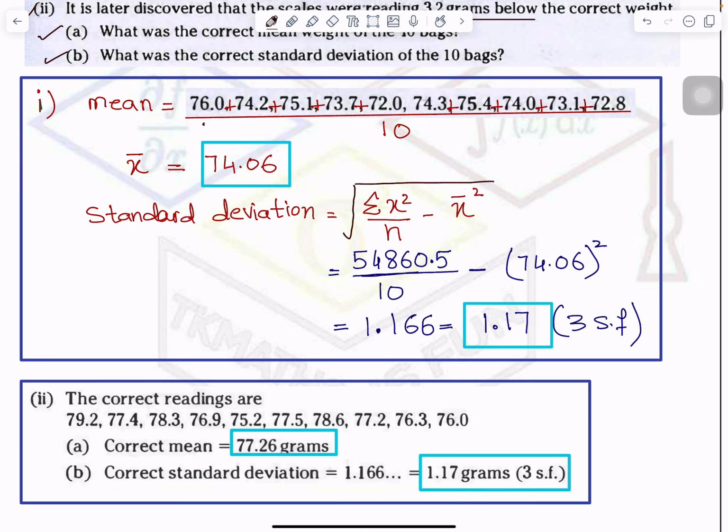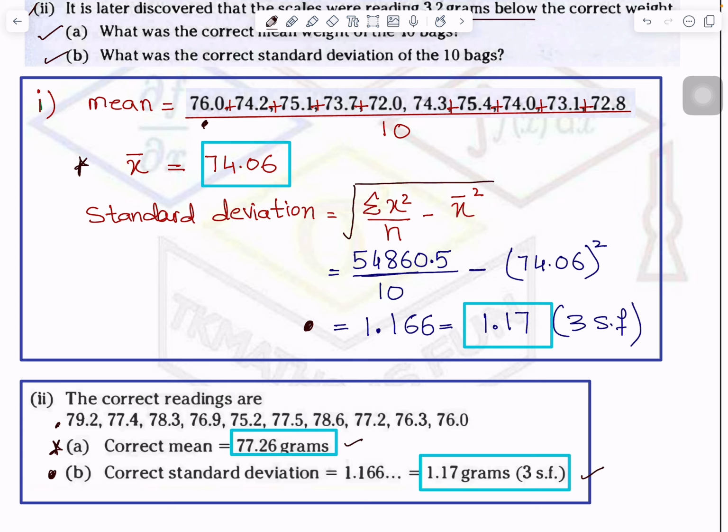Earlier it was, for example, 76. Now it is 79.2. So all the data is increased by what? 3.2. So the correct mean is coming this, and the correct standard deviation is coming this. So what did you notice between the two answers? If you look at the mean, part 1 and part 2, and the standard deviation, part 1 and part 2, what did you notice? Any connection?